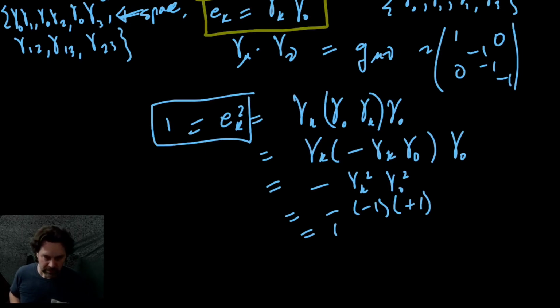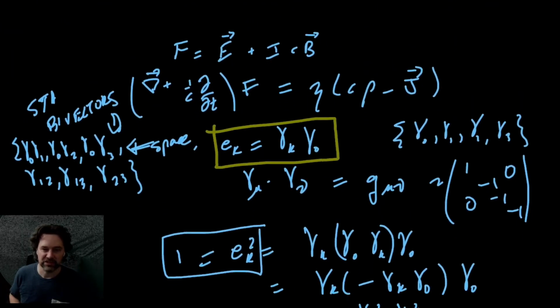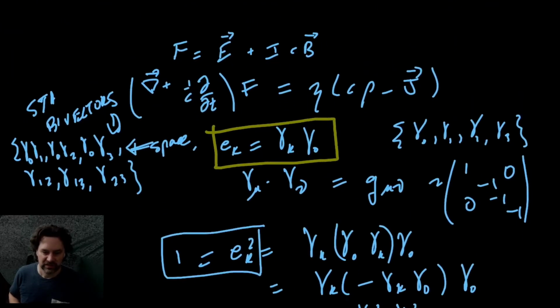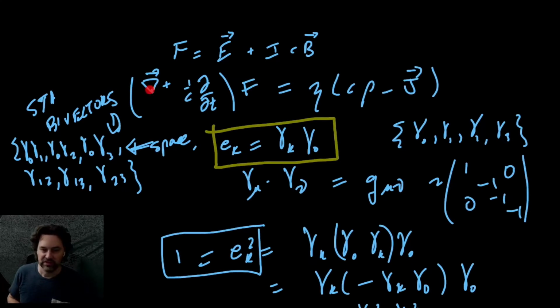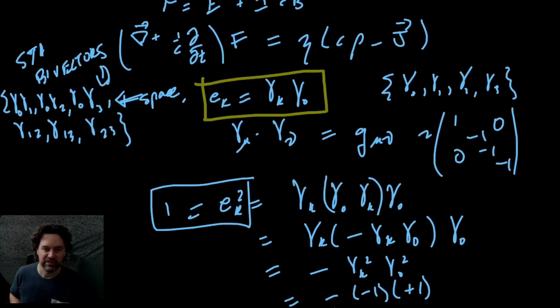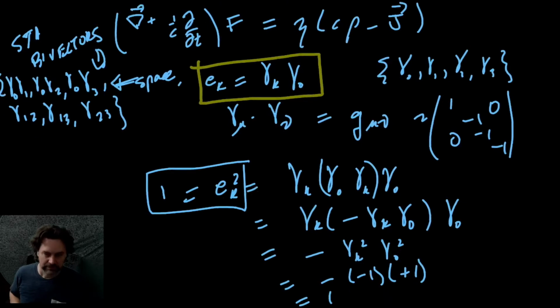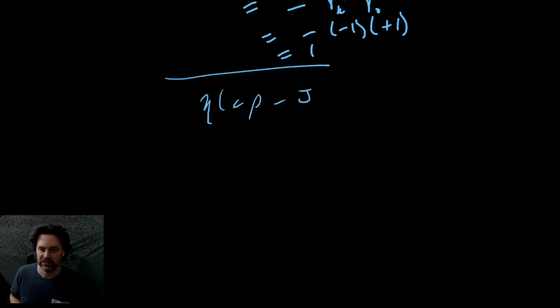So now that we have a representation for all of our space-like quantities, we have the spatial gradient, the spatial current density, the spatial electric field, and the spatial magnetic field variable. Each of those we want to now represent as bivectors in this form. Ek is gamma k, gamma naught. So let's look at the current term to start with. So we have eta c rho minus j.